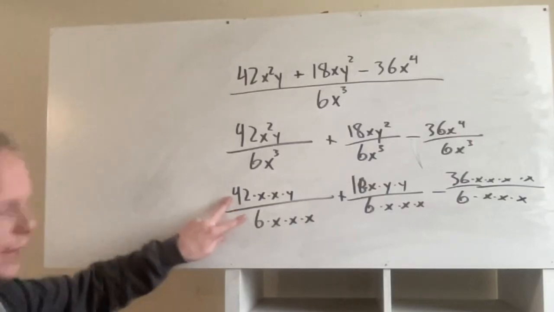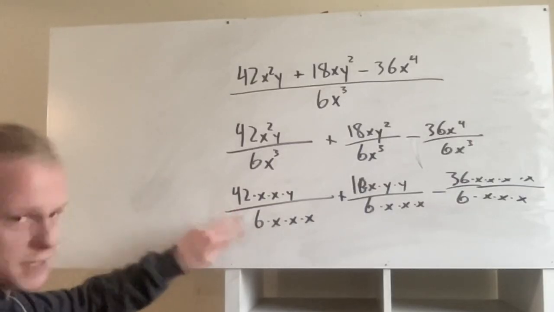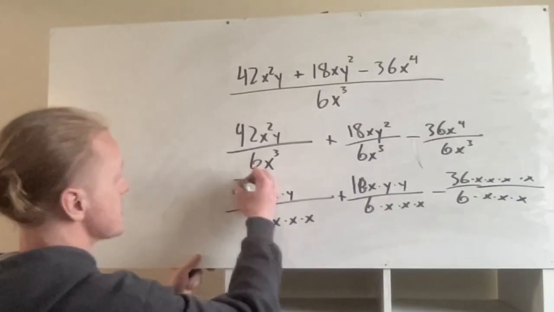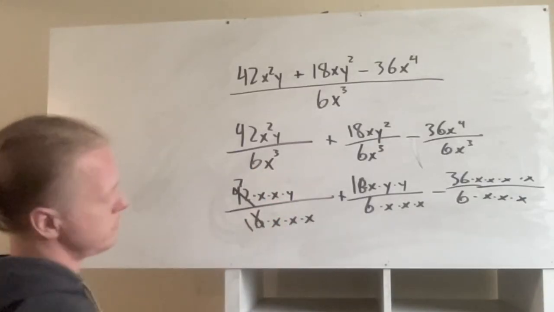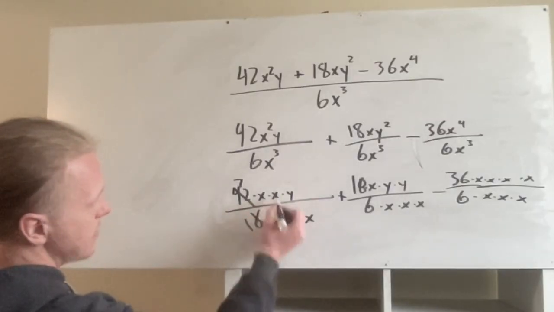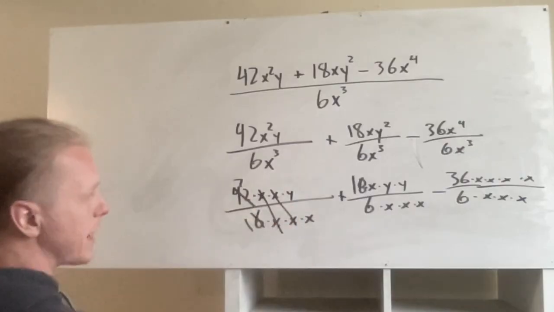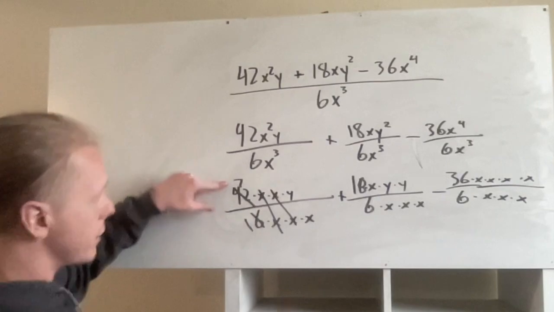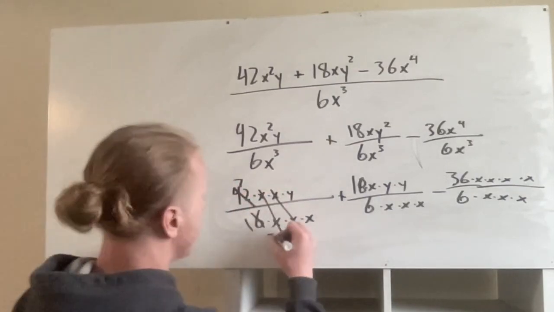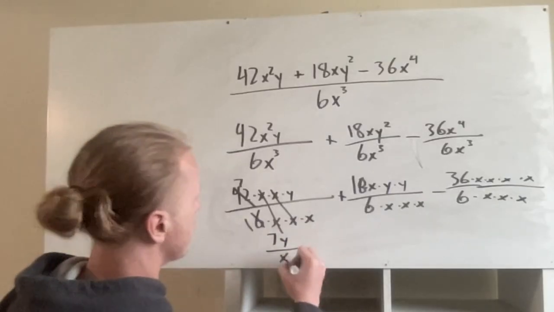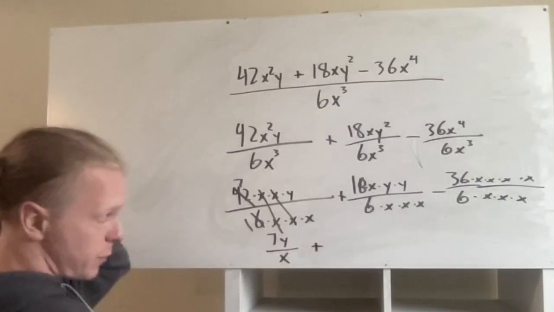So 42 and 6, right? Does 6 go into 42? It does, 7 times. So this becomes a 7, this becomes a 1. And then I see an x times x times x. So we can divide those by each other or cancel them out. Okay, so what are we left with in the numerator here? 7y. And what about in the denominator? X. Okay, plus, let's move on to the next one.